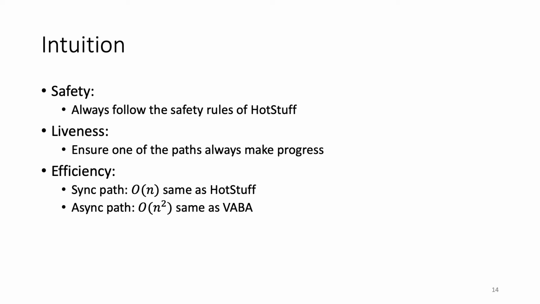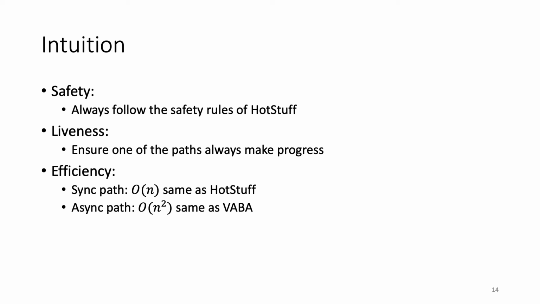Now let's briefly discuss the intuition of how our protocol guarantees safety, liveness, and efficiency. For safety, our protocol always follows the safety rules of Hotstuff, meaning during the steady state or the fallback, the nodes will always follow the locking and commit rules of Hotstuff, and whenever they switch from the steady state to the fallback or from the fallback to the steady state, they also lock and commit according to the safety rules of Hotstuff. So you can view the steady state and the fallback chain as one Hotstuff chain.